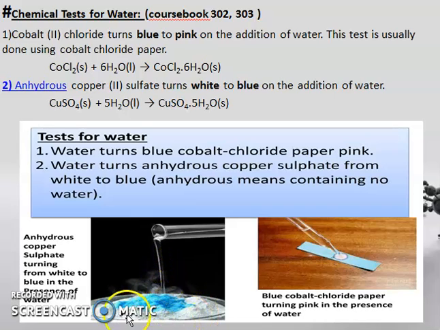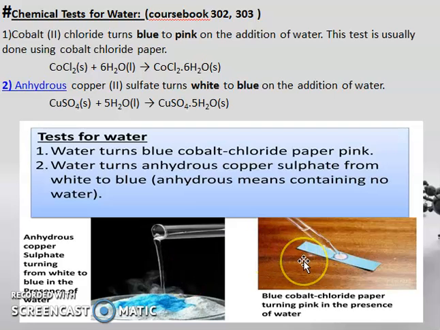Now see, the bottom powder does not contain water. It is anhydrous copper sulfate powder. So after addition of water, you can see the change. The powder is changing from white to blue. So this shows the presence of water. Okay, so the copper sulfate turns from white to blue on addition of water.